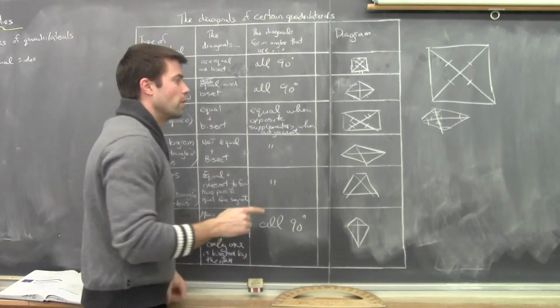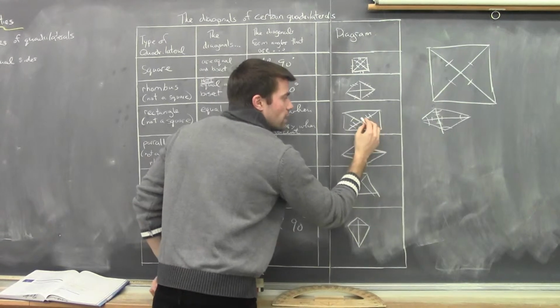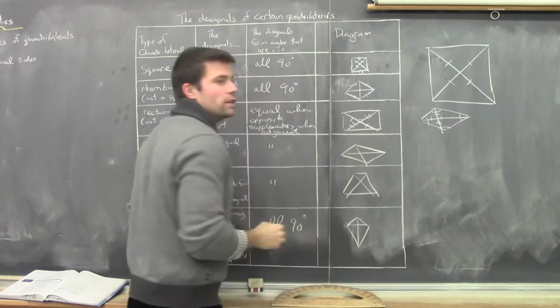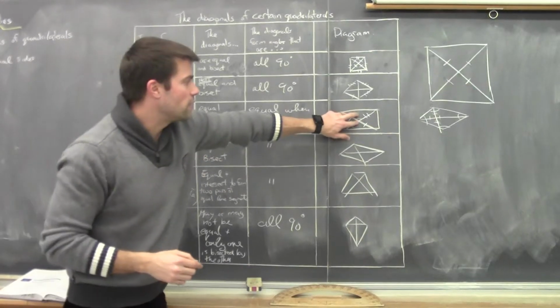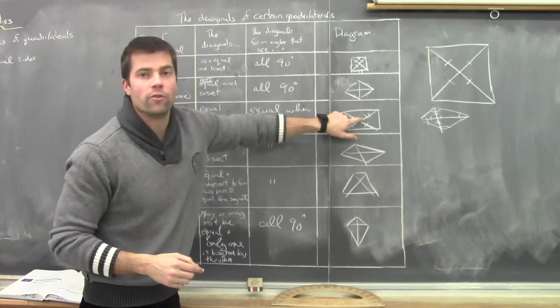I'm just going to finish up here. What supplementary means is that the two angles combine to give you 180. Okay, that's what supplementary means. When they're opposite, the angles are the same. When they're adjacent, they're supplementary.